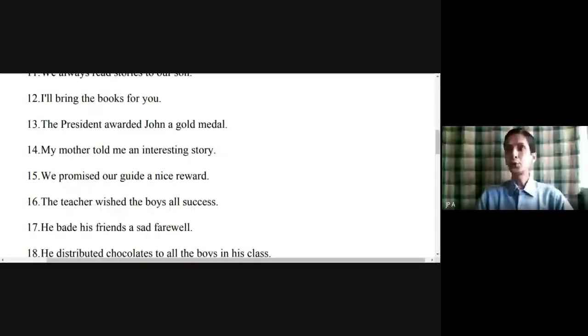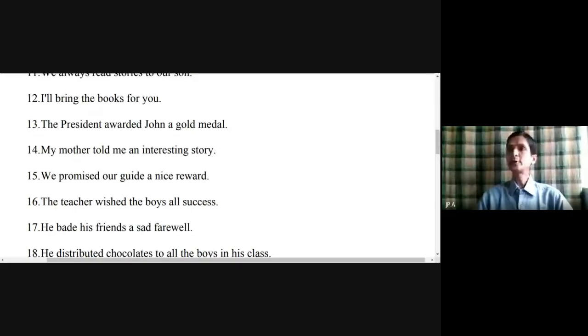Indirect object, promised to whom or for whom? Our guide. Very good. Our guide, ആ രണ്ട് വാക്കും കൂടിയിട്ടാണ് indirect object. Our guide is the indirect object. That is correct. The next one.